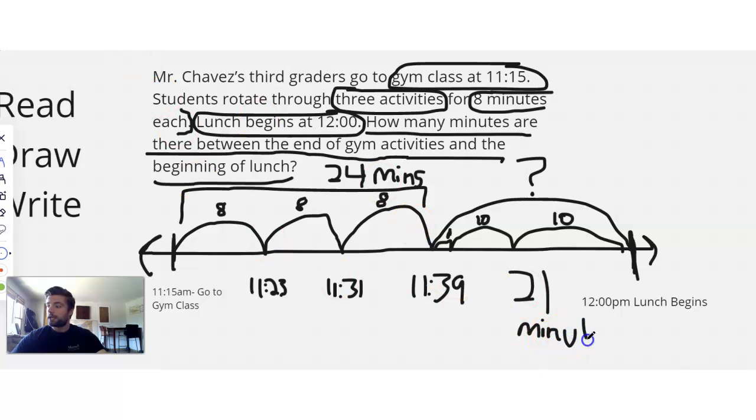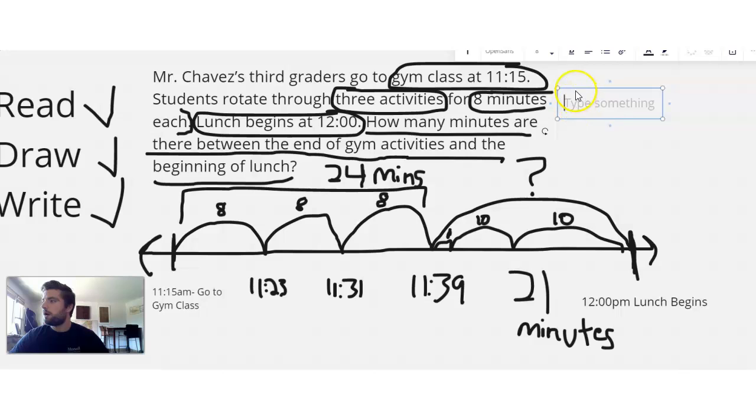So that would have been a really tricky problem if we did not use our number line. But the number line really helped me, at least. I think it should help you guys visualize what this really looks like. So let's check off that we read the problem. We drew the problem. We actually solved the problem. And now we're going to write the answer. So we have to always label our answer.